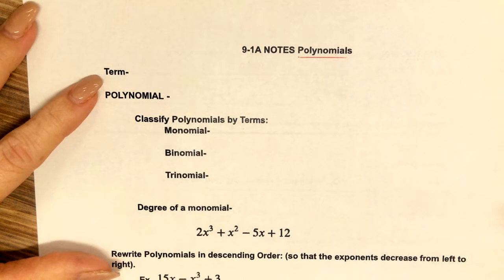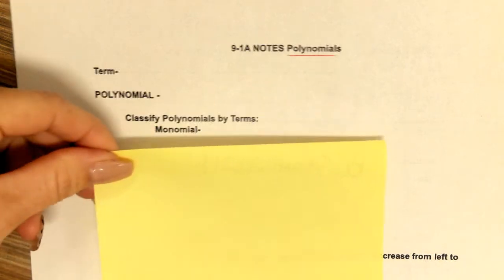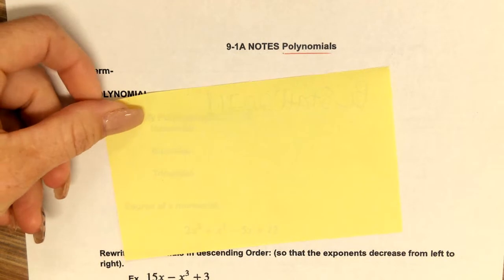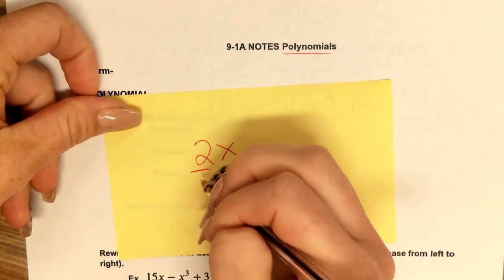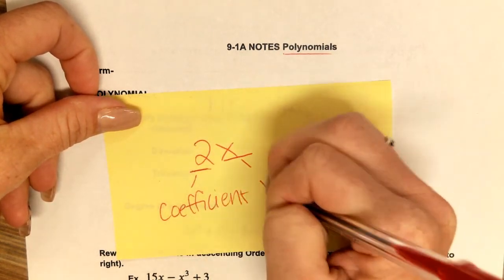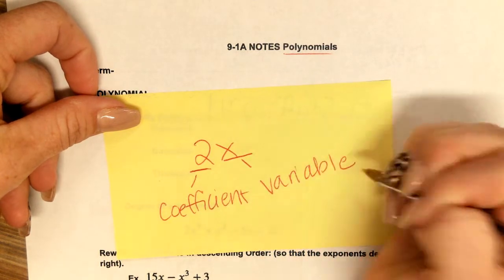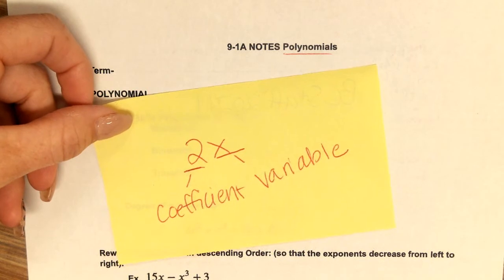So you guys know that in algebra, we call things by different words. For example, a coefficient, a variable. Do y'all remember what those things are? What is a coefficient? A number before the variable. So for example, if I have 2x, this number is the coefficient, and this letter is the variable. Remember, a variable is a letter used to represent a missing number. Is everybody good with that?